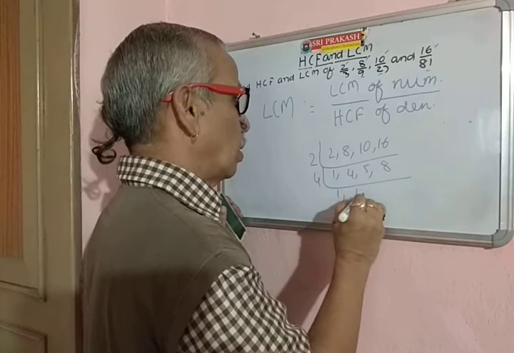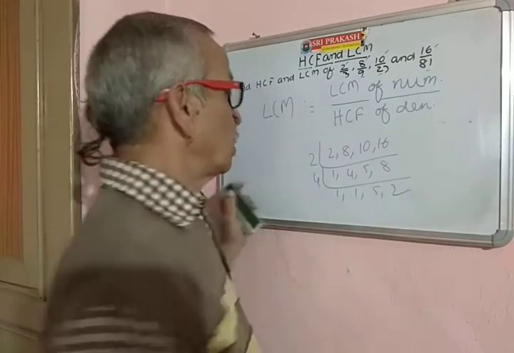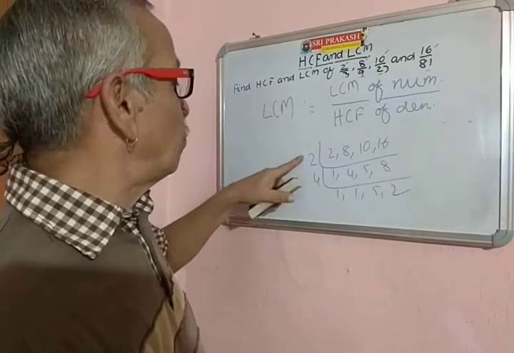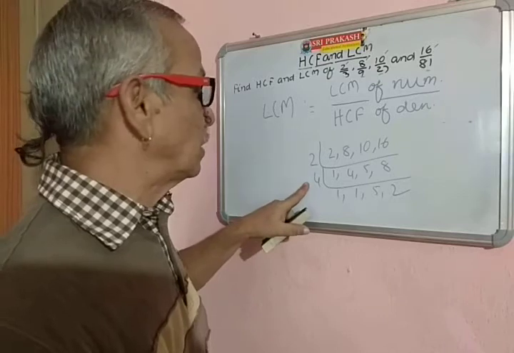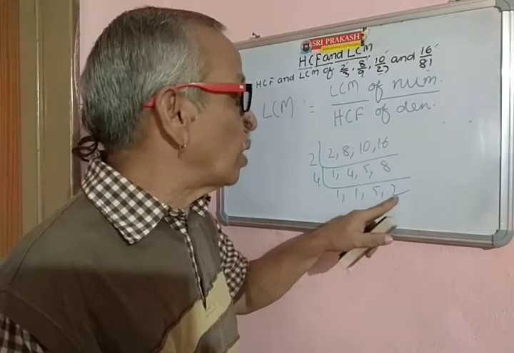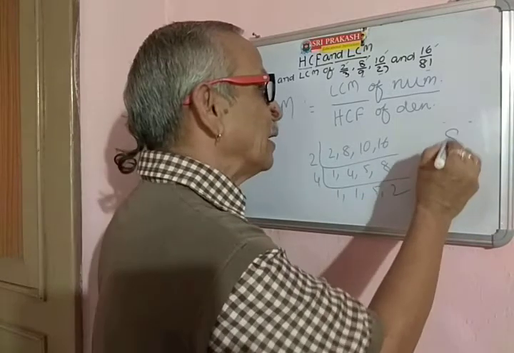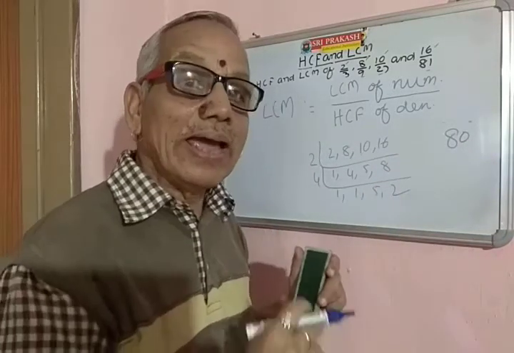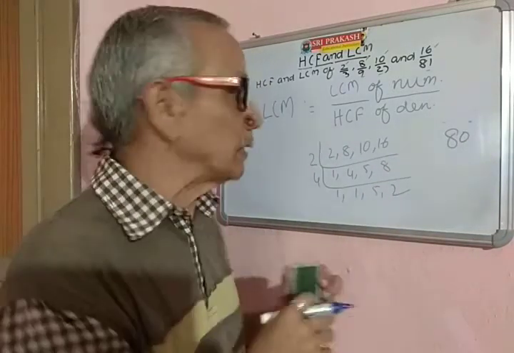4. So now let us multiply 4 into 8, 32. 32 into 5, 160. Hmm, rather: 4 into 8, then 5 into 40, 40 into 2, 80. So 80 will be your LCM of numerators.